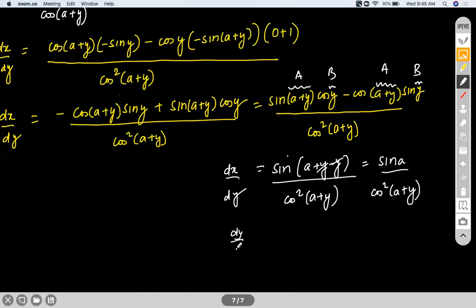So dy by dx is the reciprocal. Guys, remember this. Dy by dx is the reciprocal of dx by dy. So that is going to be cos square a plus y by sine a.